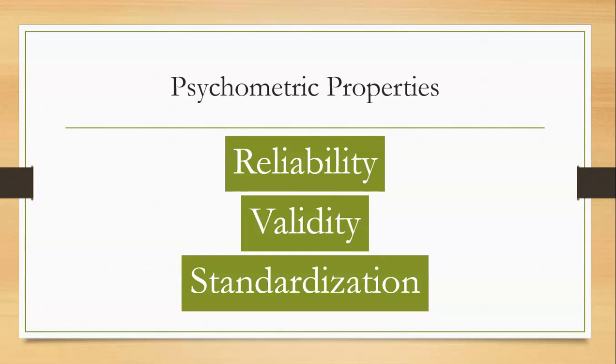Now, validity refers to how well a method measures what it is supposed to measure. In profiling, this means whether the generated profile accurately predicts the characteristics of the actual offender. And standardization refers to the creation of uniform procedures so that forensic profiling methods are applied consistently across cases and practitioners.